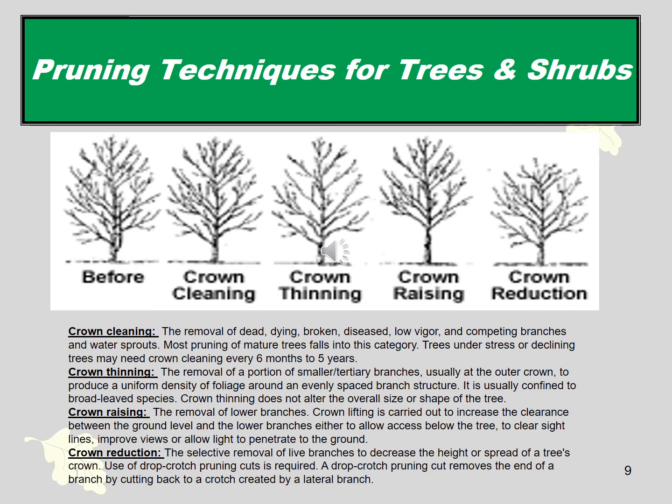This slide just introduces you to a few terms, the 4 basic approaches to trimming trees and shrubs. There's crown cleaning, crown thinning, crown raising, and crown reduction. All of these referring to the leaf canopy or the leaf crown. And you can read the more specific detailed description of those below.